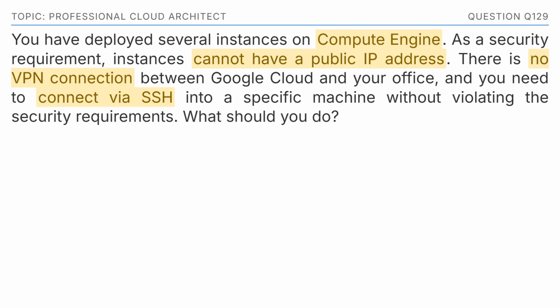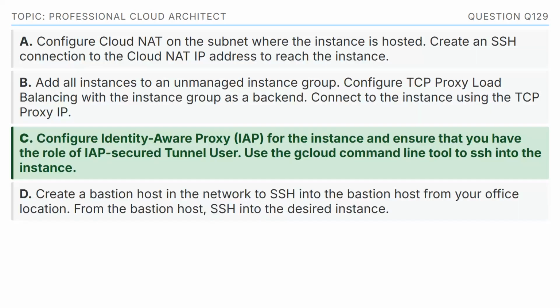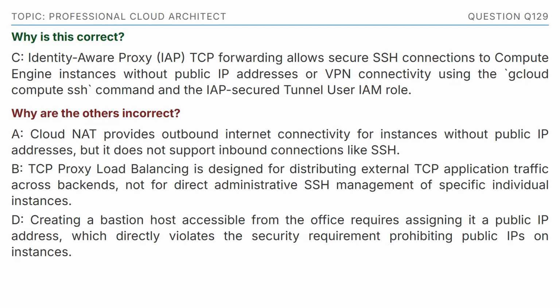To arrive at the correct answer, we focus on the keywords: Compute Engine, cannot have a public IP address, no VPN connection, connect via SSH. The correct answer is option C, configure Identity-Aware Proxy, IAP, for the instance and ensure that you have the role of IAP secured tunnel user. Use the Cloud command line tool to SSH into the instance. Why is this correct? C. Identity-Aware Proxy, IAP, TCP forwarding allows secure SSH connections to Compute Engine instances without public IP addresses or VPN connectivity using the gcloud compute ssh command and the IAP secured tunnel user IAM role.